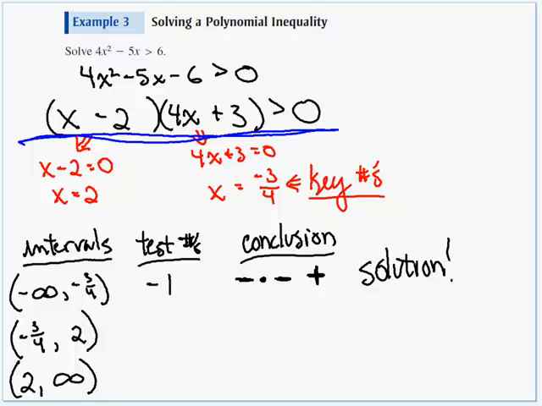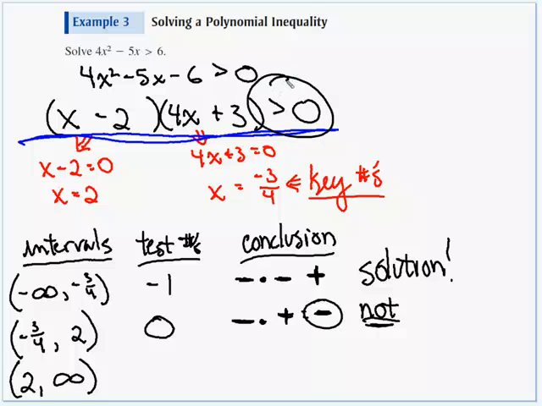Okay, next interval. Negative 3/4 to positive 2. Whenever you go from negative to positive, a great test number is 0. If I plug 0 into the part underlined in blue here, 0 minus 2 is negative. Times 4 times 0 is 0, plus 3 is positive. Positive times negative is equal to a negative, and it is not part of the solution, because a negative number is not greater than 0.